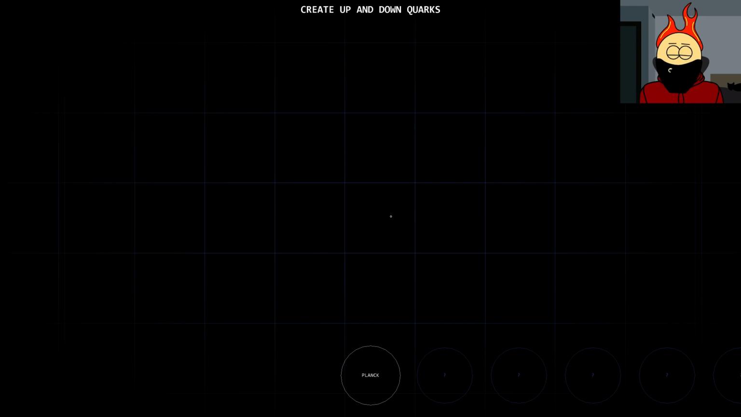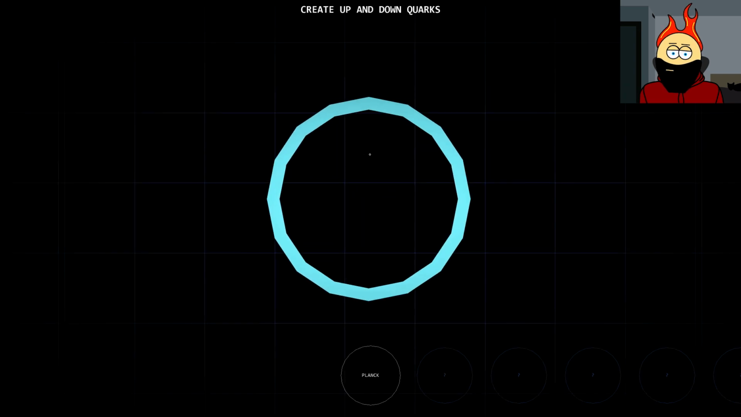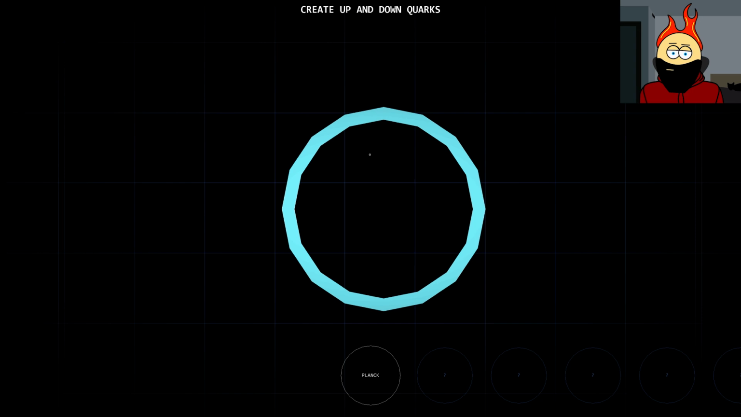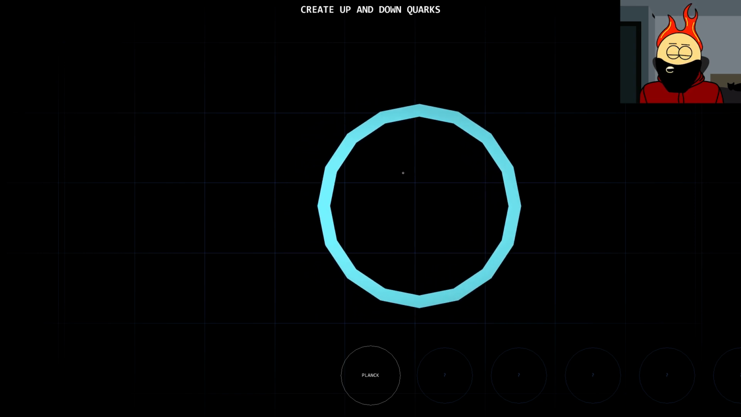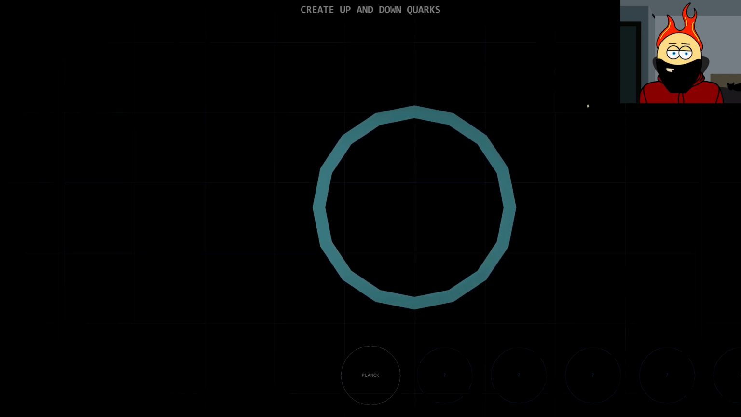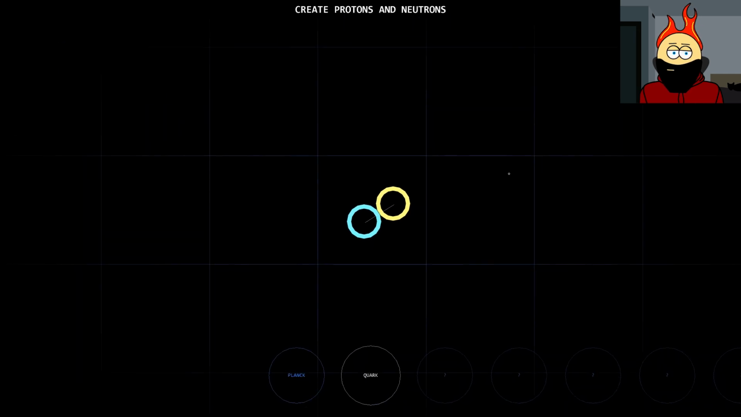So what you do is you start out at like the Planck length, which I'm assuming the grid kind of represents, like a 2D representation of space-time, you know, the fabric of the universe and all that. But you can click and drag and you can make an up quark, which has a charge of plus 2/3. And then you can make a down quark, which has a charge of minus 1/3.